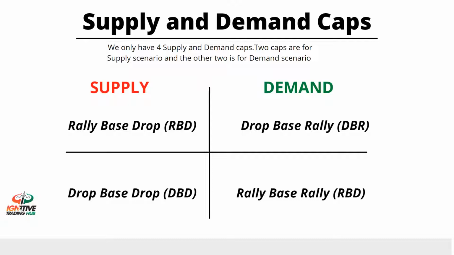Supply and demand caps. So supply and demand caps talk about different types of supply and demand formations. So we have two caps for supply, then we also have two caps for demand. On the supply side we have rally based drop, then we have the drop based drop. Then on the demand side we have the drop based rally and we have rally based rally. So let us check them out.